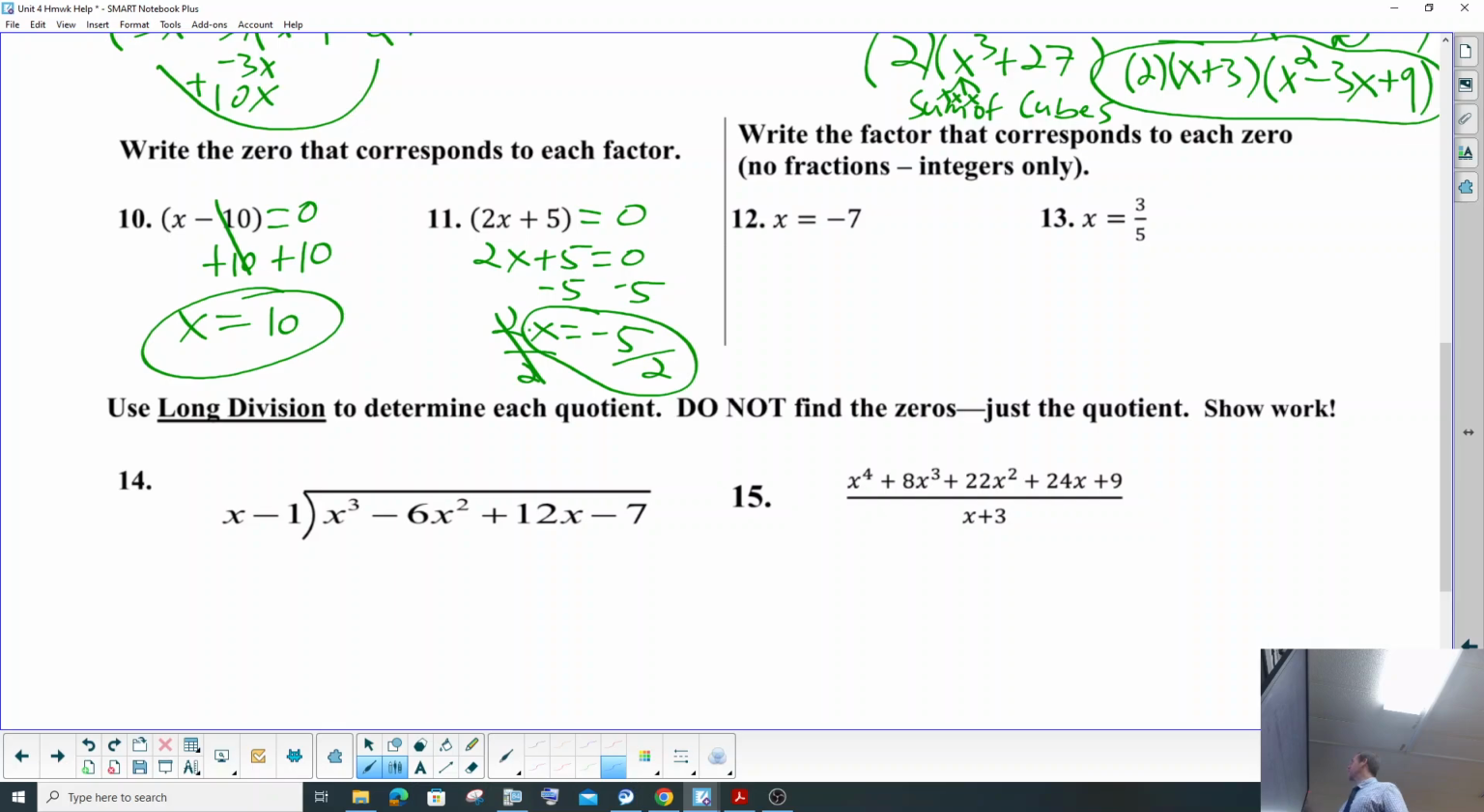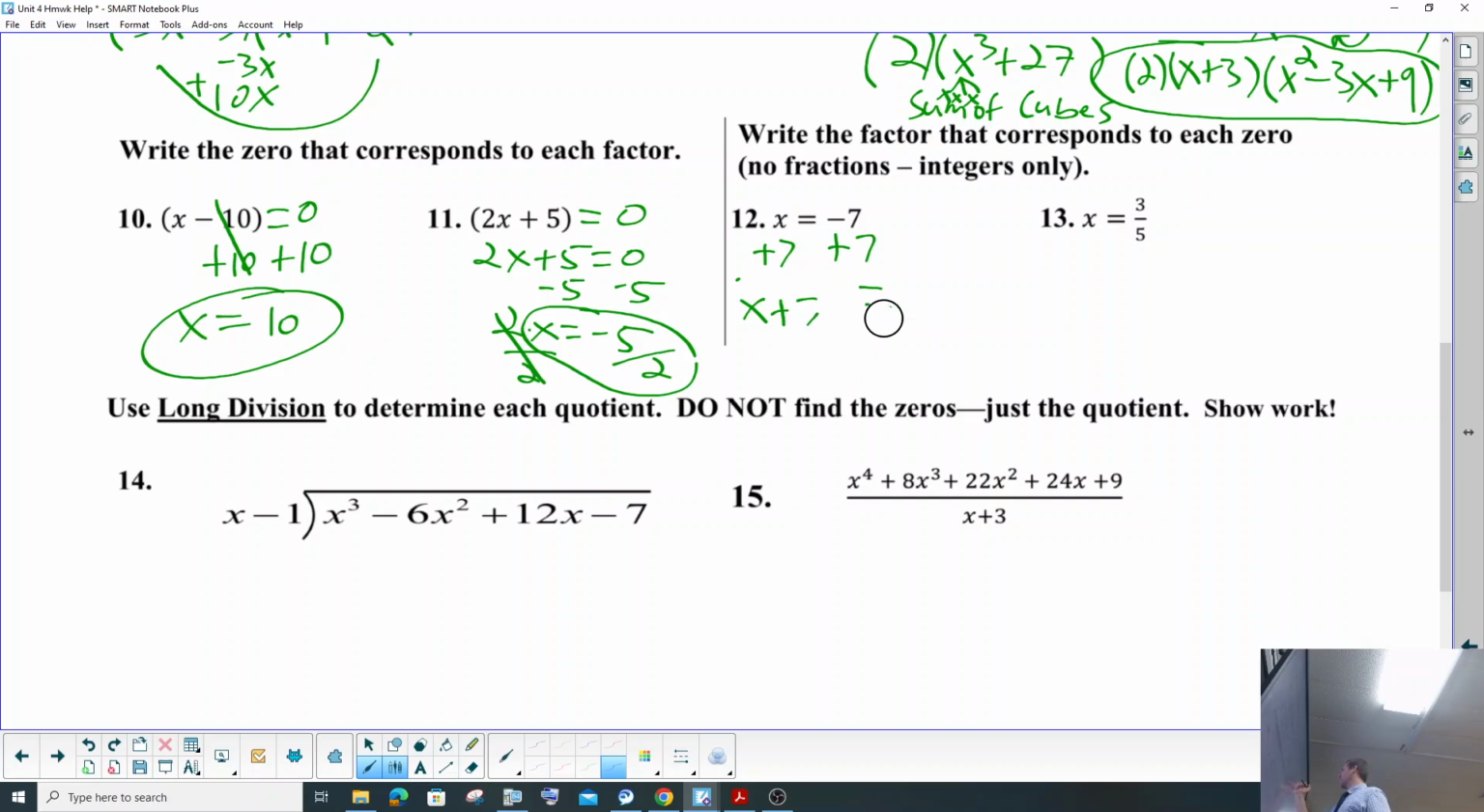And then these ones over here, number 12 and 13, they want you to practice reverse engineering it, remember? And putting it back into factored form, okay? We do that by adding 7 to both sides. So we get x plus 7. That's how easy it is, because minus 7 plus 7.